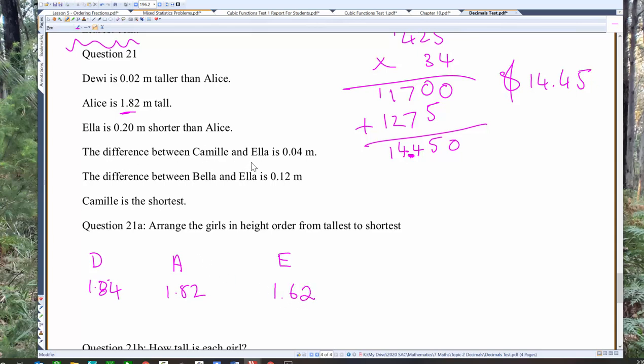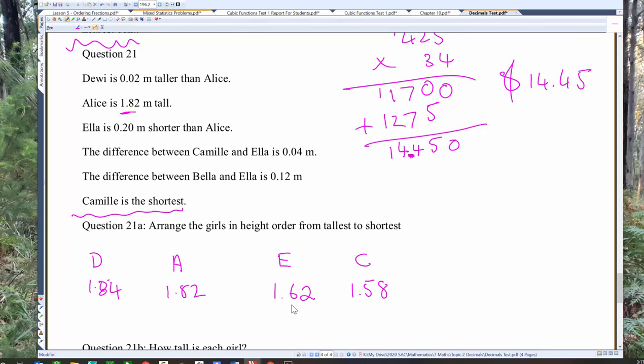The difference between Camille and Ella is 0.04. Now that could mean one of two things. Camille is here, like I either added onto there or I subtracted off there. And it says here that Camille is the shortest. So we're going to put her here and remove 4 hundredths off Ella's total. Okay, and Ella, so that's going to mean Camille is 1.58.